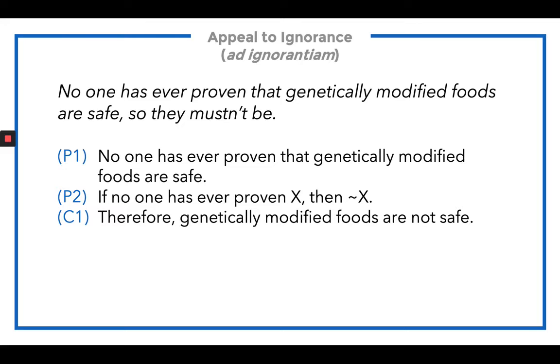So that argument's valid, and it's sound if the premises of that argument are true. And the first premise is true. No one's ever proven that genetically modified foods are safe. And so if there's a problem, it's got to be a problem with premise 2. And that in fact is a problematic premise. It's weak because maybe the fact that no one's proven something is some sort of evidence for its falsity, but it's not sufficient evidence. And so the appeal to ignorance is that second premise there, which is a problematic premise.